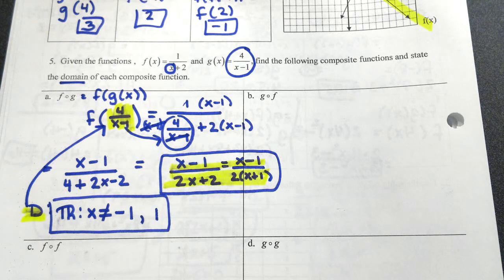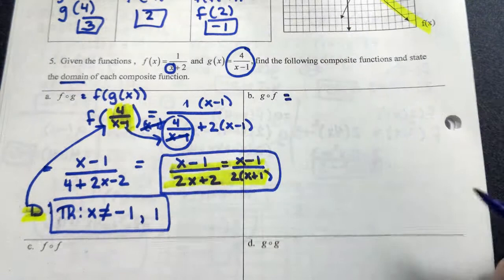Because 1 is not in this domain to begin with, remember what you're doing. You're taking this function, including all of its x values, and plugging it in somewhere else. If 1's not here to begin with, which we know it's not, it certainly can't be in the domain of the final answer. Because 1 wasn't there to begin with, you've got to look in both places.